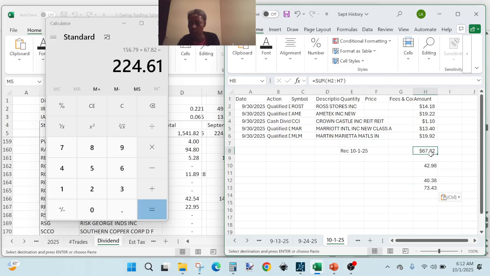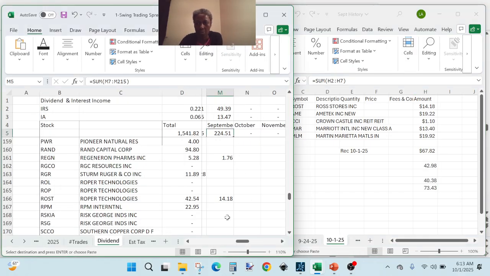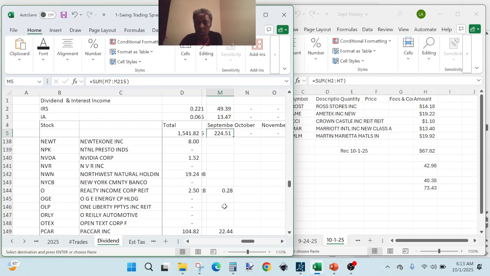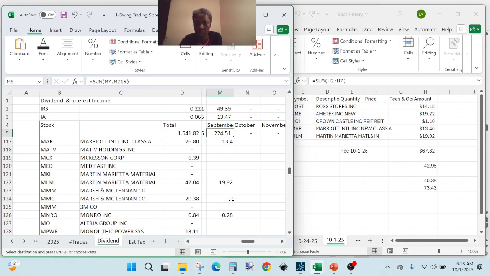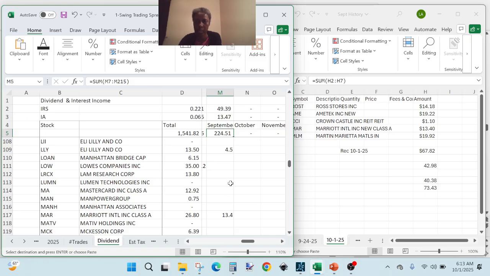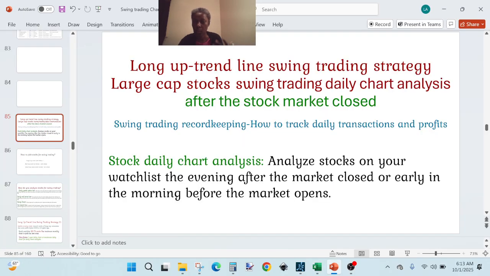Okay, let's see here if I total those. Yeah, it's 61. So that means I will just have to go through it and see which number I'm off on and make that correction. So now that is pretty much how I will do my record keeping, and I will track my daily transactions.